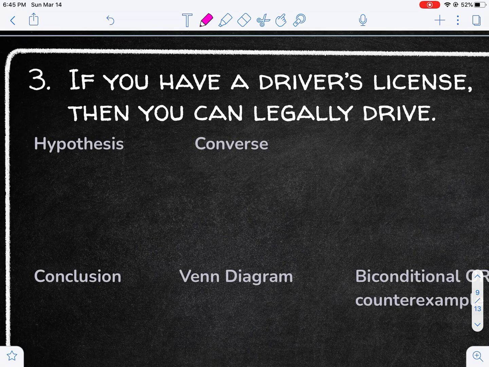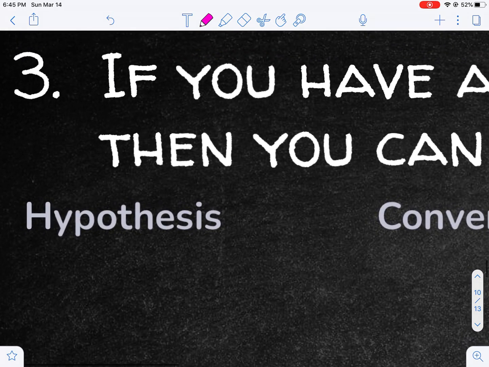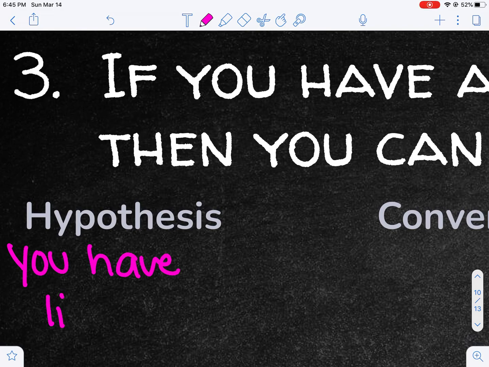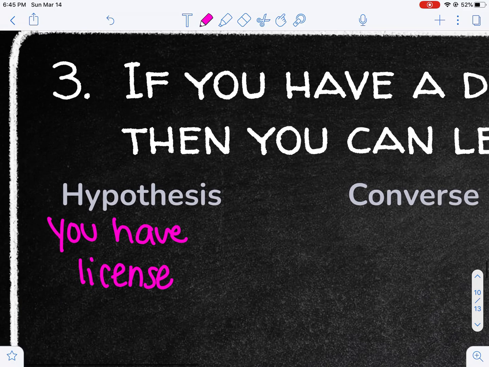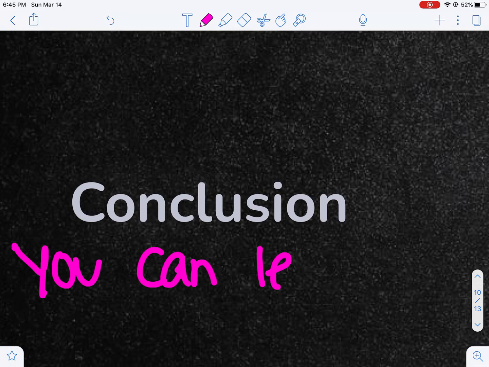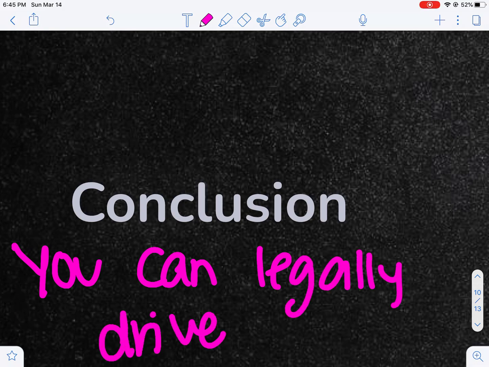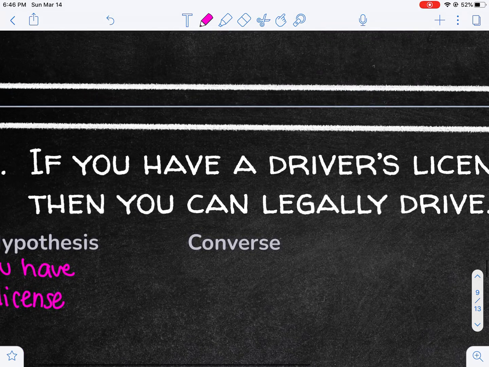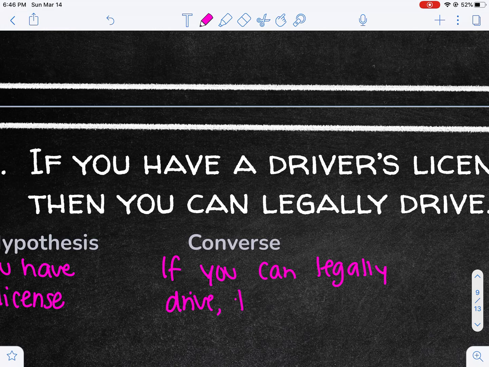On this next one, we have if you have a driver's license, then you can legally drive. My hypothesis is you have a driver's license. The conclusion is you can drive. And I'm going to flip those ideas to write my converse. So if you can legally drive, then you have a driver's license.